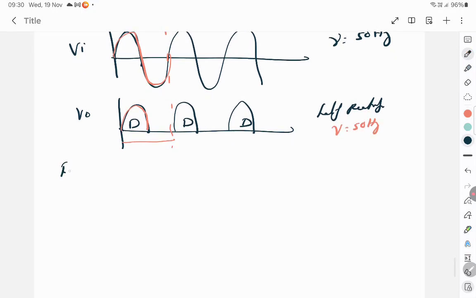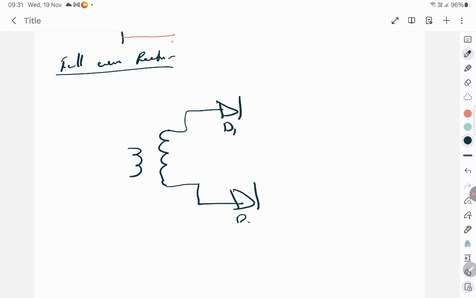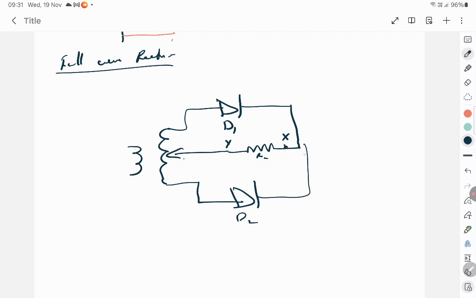So let's talk about now the full wave rectifier. In a full wave rectifier, what do you have? You have, the same way, a step up transformer, to which you have a diode D1, and you also have a diode D2, which is in turn connected to a load resistor RL like this. This is the point X and this is the point Y, which is in turn connected to a center tap, and this is the diagram.